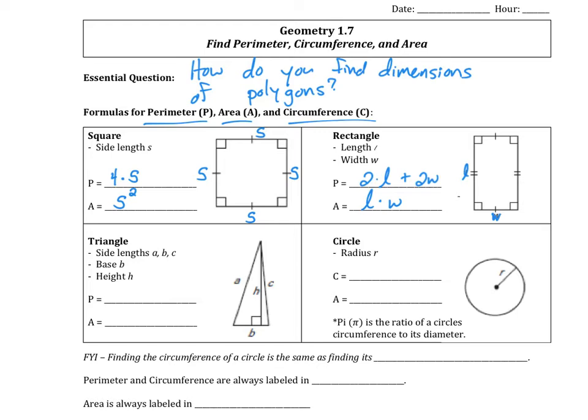And then triangle. In a triangle, the sides we'll call A, B, C, and the base is B. So the base is the side that forms a right angle with the height. To find the perimeter, you would do A plus B plus C. Nothing special, just add up the sides. And to find the area, you would do 1/2 times the base times the height.